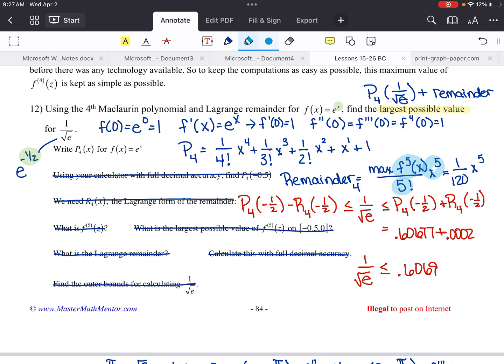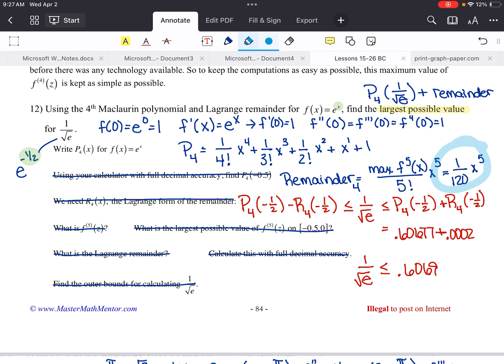You remember our derivatives up here? What was the first derivative, second derivative, third derivative, fourth derivative? Anybody want to guess what the fifth derivative is going to be? Well, it's going to be 1. So the fifth derivative is going to be 1, and 5 factorial is 120. So here is my error.